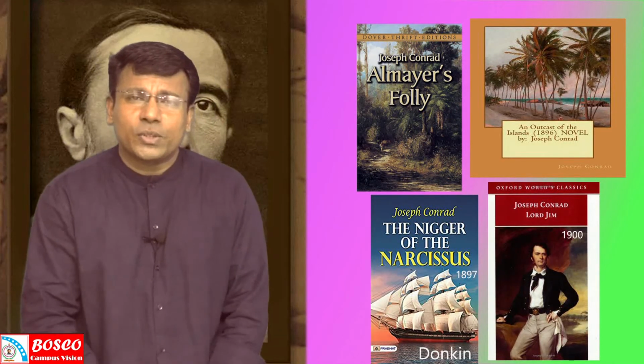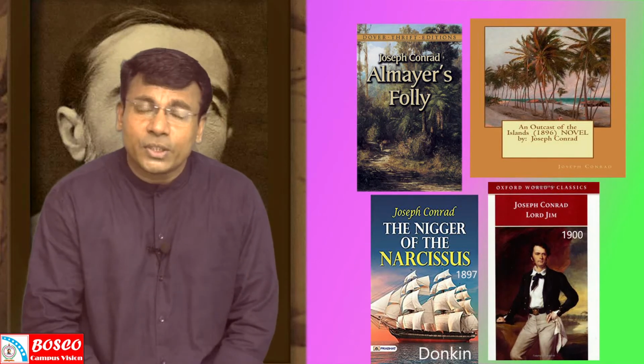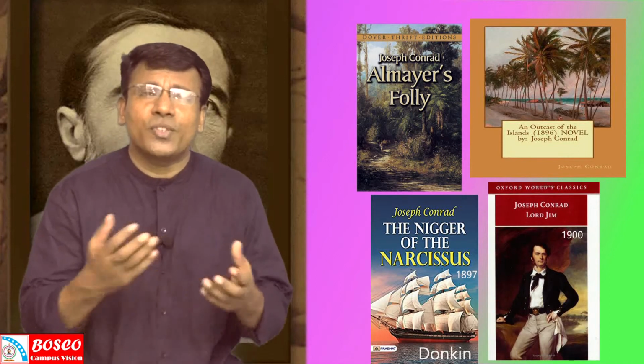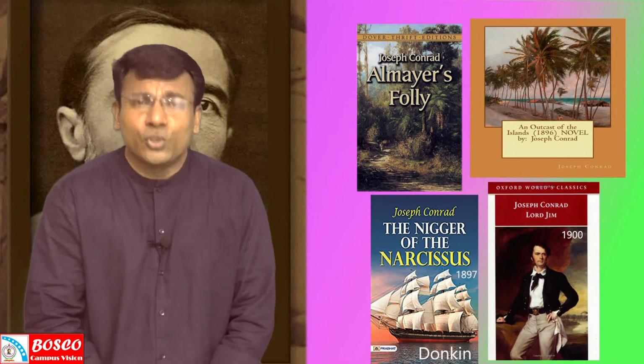Heart of Darkness, which was published in 1899, and Nostromo, A Tale of the Seaboard, which was published in 1904, are some of his other noteworthy novels. So, these are some of the novels of Joseph Conrad.